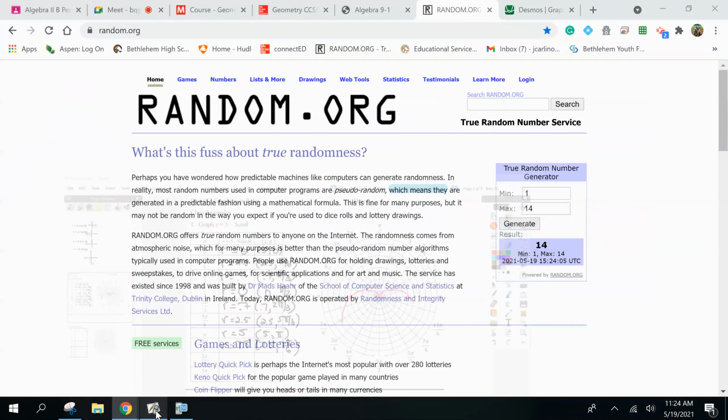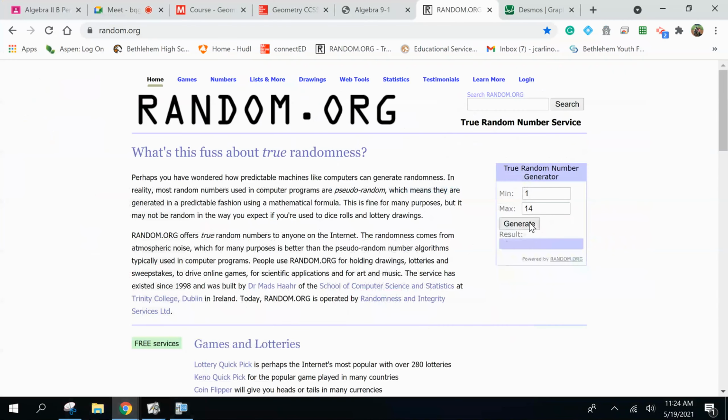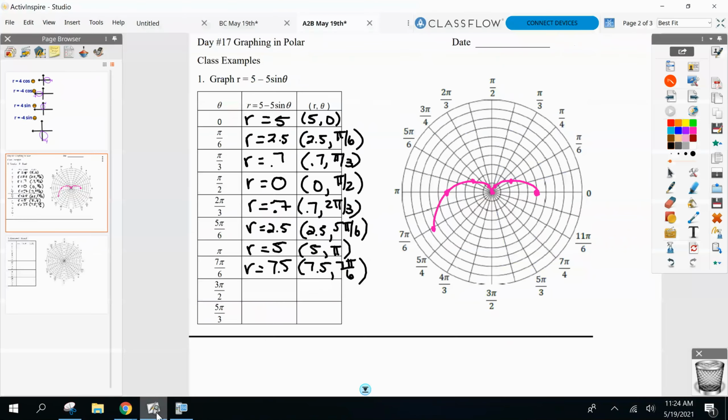Three pi over 2. Dan, back to you. Here you go. 3 pi over 2 R value. Ten. 10. Oh, big one here, ladies and gentlemen, huh? 10. All the way down.